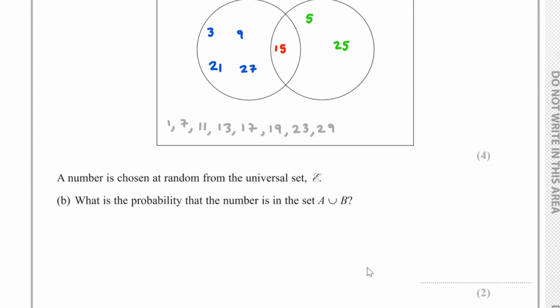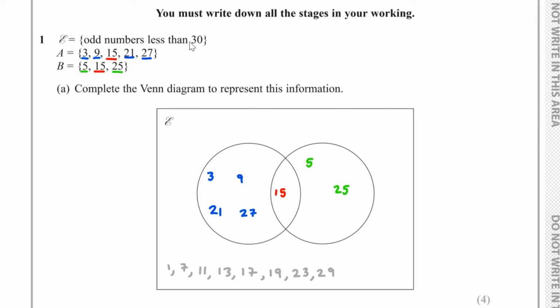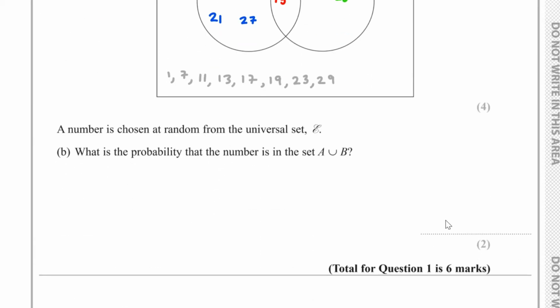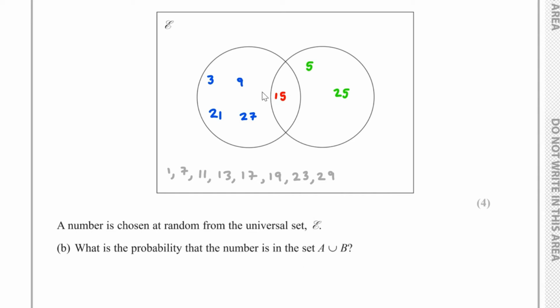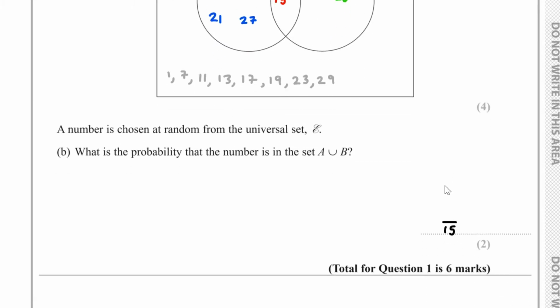And now for part B, a number is chosen at random from the universal set. What is the probability that the number is in set A or B? Well, first of all, you'll recognize that we have 15 odd numbers which are less than 30. So our probability will be out of 15, and of those 15, the ones that belong in A or B, well, we've got 1, 2, 3, 4, 5, 6, and then the 7. So the probability is equal to 7 over 15.